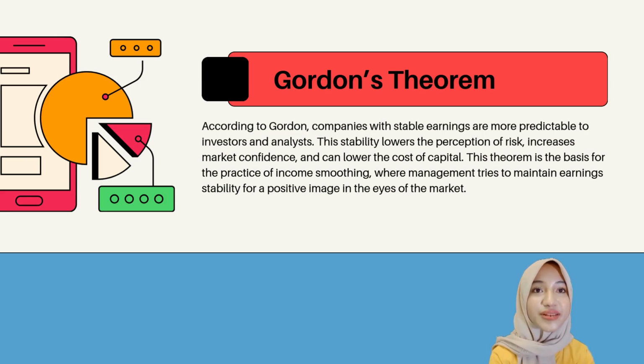Gordon's theorem explains that companies that manage to maintain stable earnings over time will be more predictable to investors and analysts. When earnings are stable, the risk perceived by investors becomes lower. This can increase market confidence and even lower the company's cost of capital. This theory is the basis of the practice of income smoothing.